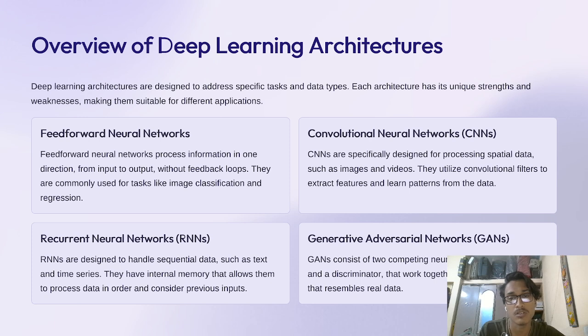Convolutional neural networks, also called CNNs, are specifically designed for processing spatial data such as images and videos. They utilize convolutional filters to extract features and learn patterns from the data. Recurrent neural networks are designed to handle sequential data such as text and time series. They have internal memory that allows them to process data in order and consider previous inputs. A generative adversarial network consists of two competing neural networks, a generator and a discriminator, that work together to generate new data that resembles real data.